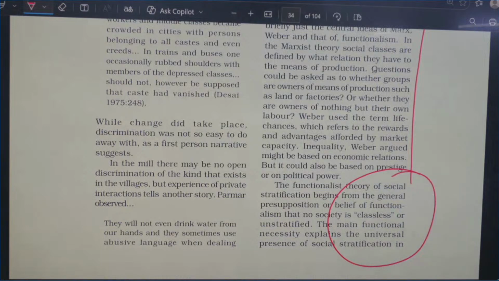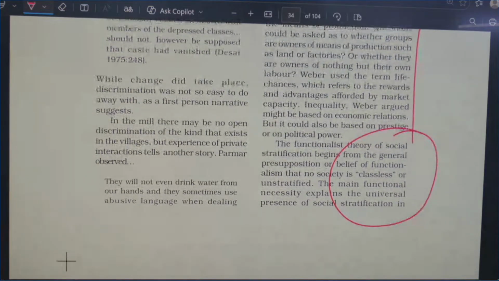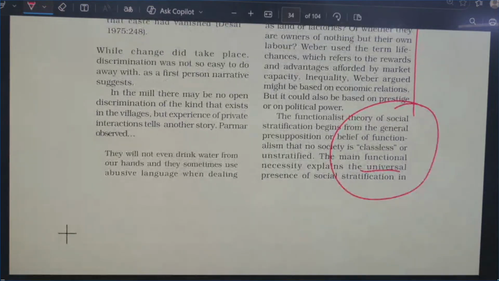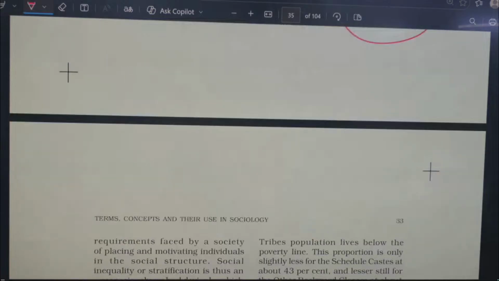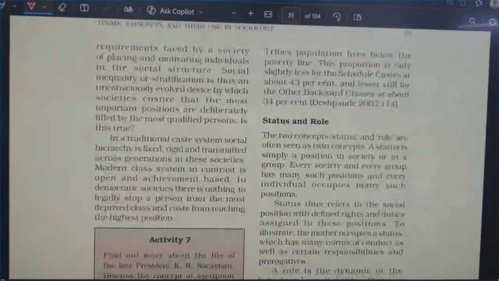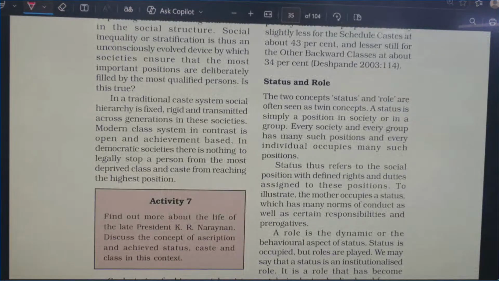The functional theory of social stratification begins from the general presupposition or belief of functions. No society is classless or unstratified. The main functional necessity to explain the universal presence of social stratification. Do write exactly from your notes for social stratification. Now, what is status and role?